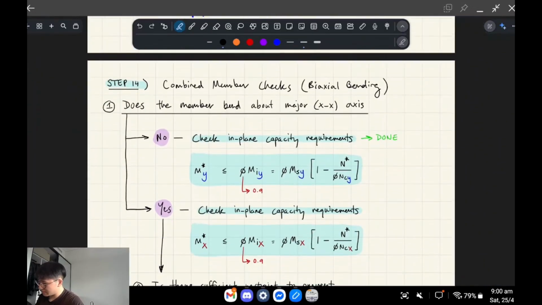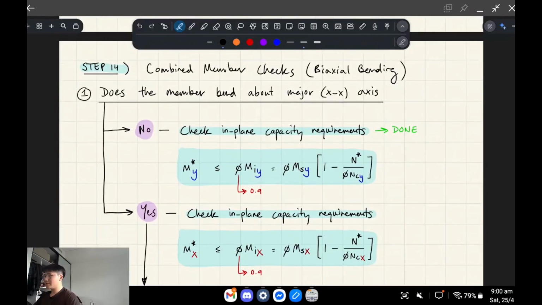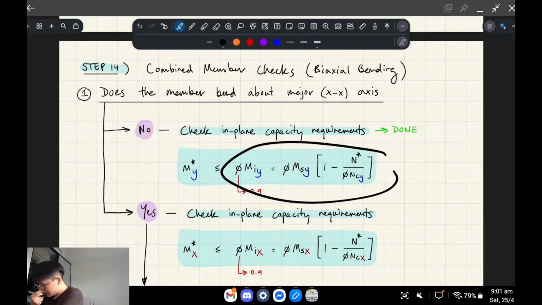Okay, and then combined member checks. So this is biaxial bending. Before, we were accounting for if you've got axial load on your column and a moment. Here we're checking for biaxial bending, which is bending moment in the x direction and bending moment in the y direction too. And then it comes down to these formulas, right?